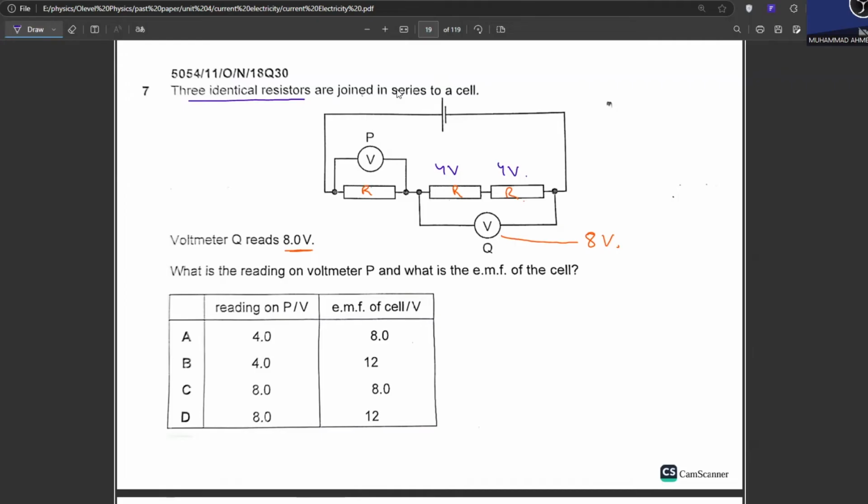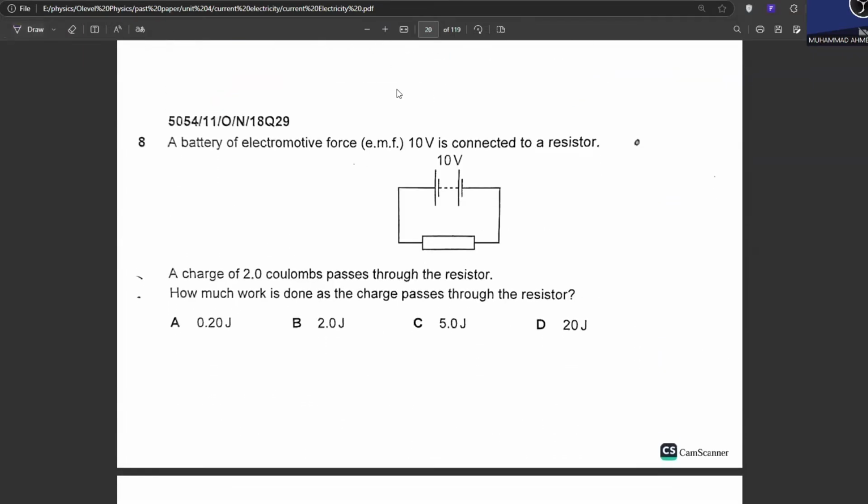And if each resistor is getting 4 volts, this R resistor connected parallel to the voltmeter P will also receive 4 volts. So the reading on P will be what? 4 volts. C and D get cancelled out. What will be the EMF? 4 plus 4 plus 4, that is 12. B is your answer. Let's further move ahead.